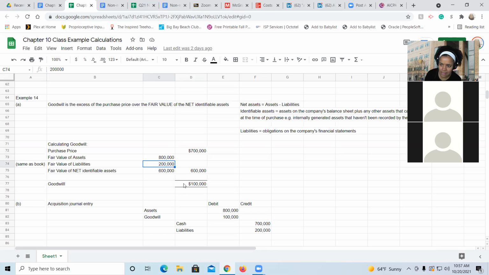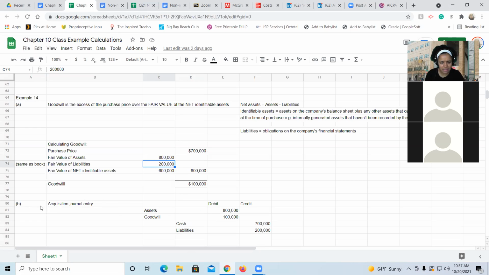It's an intangible asset. It's an indefinite life intangible asset, so we don't amortize it. We end up testing it for impairment when there are indicators of impairment. And we'll talk about impairment testing in chapter 11.